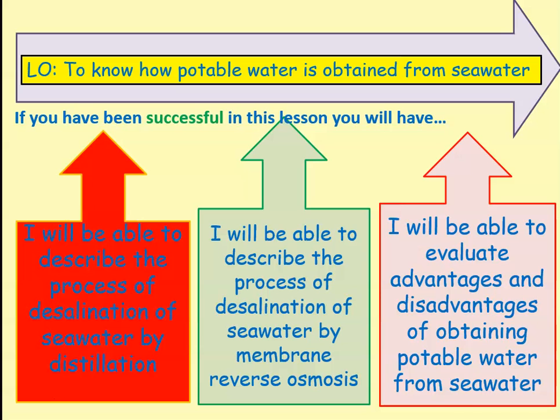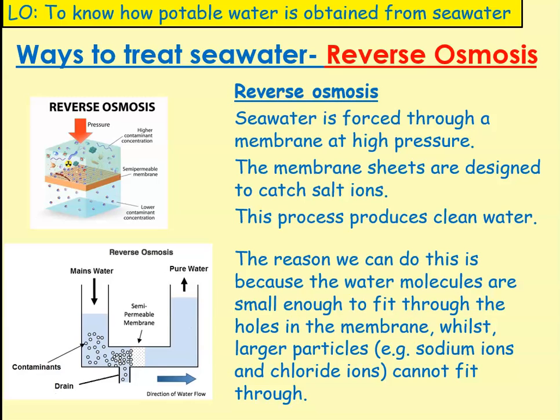Okay, so we've done our seawater by distillation. Our next step is to look at reverse osmosis. So, reverse osmosis, you can see the 2 diagrams on the side there. Seawater is forced through a membrane at really, really high pressure. So we push the seawater through this really, really thin membrane.